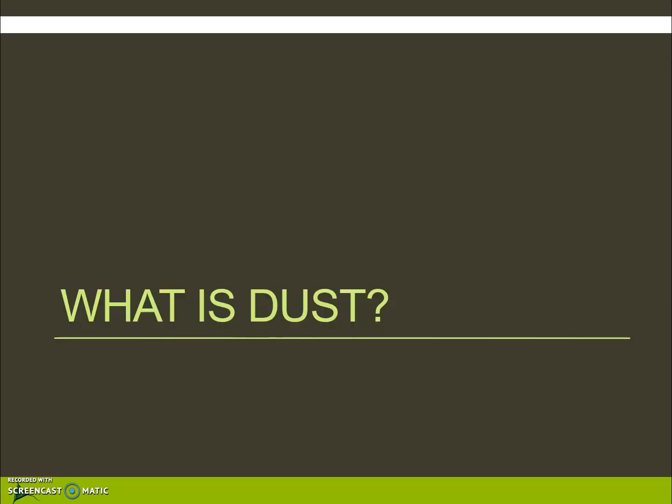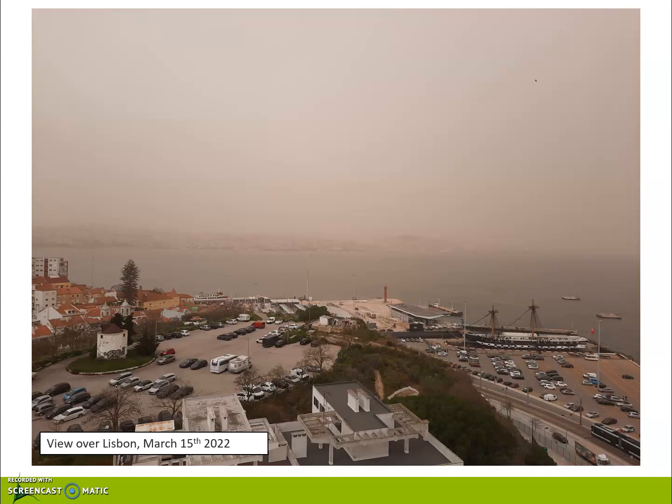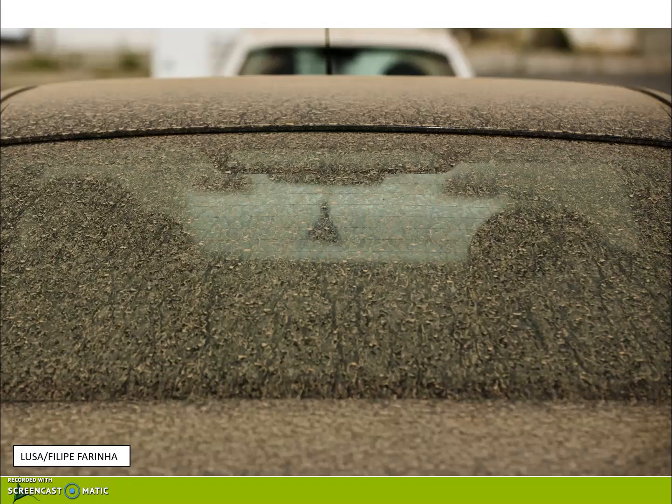So what is this dust? This is a view over Lisbon on March 15th. Usually you see beautiful blue skies over Lisbon, but that was not the case on this day and the day before and the day after, when the dust event happened. So you got this pinkish and orangish look everywhere, and there are other pictures across Portugal and Spain where everything looked orange because of this dust. There was a bit of rain the following days, so you get this mud rain covering everything. This is how cars looked in the days following the dust event.